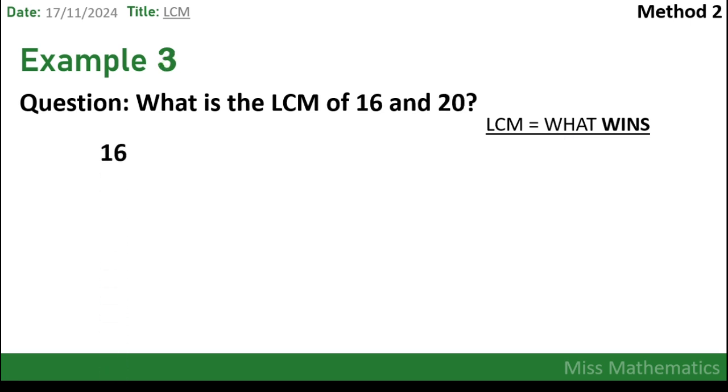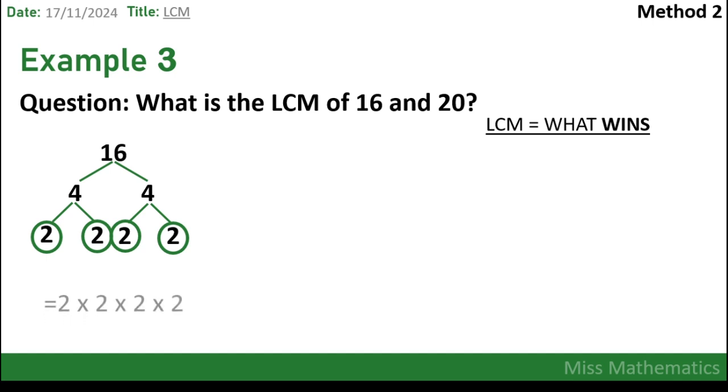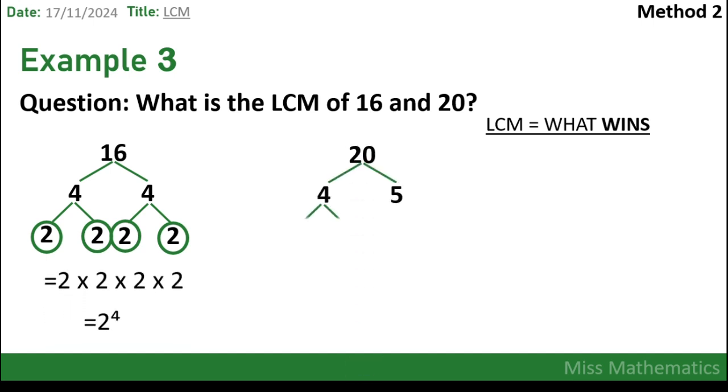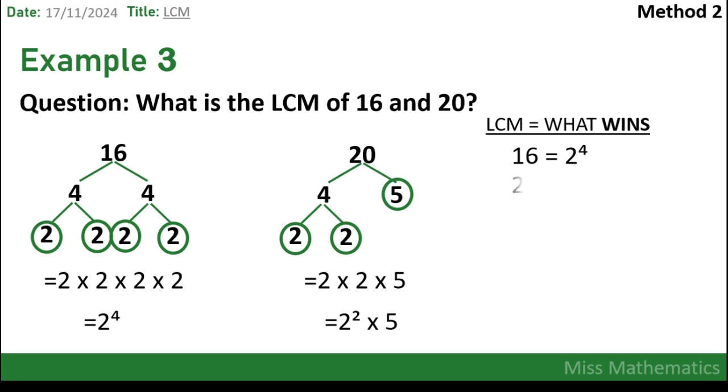Pause the video here and try out this one. Find the lowest common multiple of 16 and 20, and we use the what wins method again. So 16, if we prime factorize that, we can get 16 is equal to 2 to the power of 4. And if we prime factorize 20, 4 and 5, and then 2 times 2 times 5, we can get the prime factorization of 20 is 2 squared times 5.